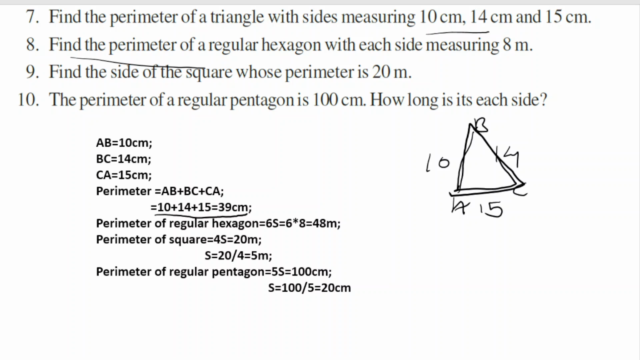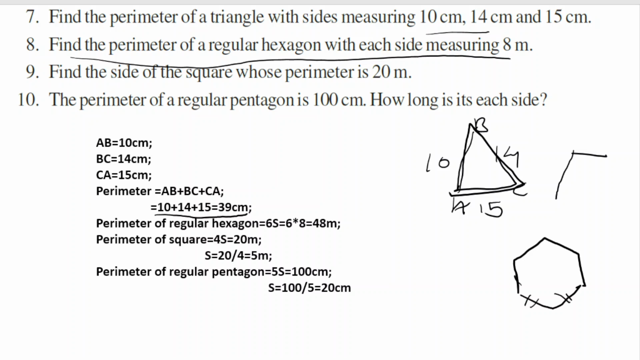And find the perimeter of a regular hexagon with each side measuring 8 centimeters. Suppose this is a hexagon. You know that a regular hexagon has 6 sides. All the 6 sides are equal and each side here is given as 8 centimeters. The perimeter of the regular hexagon is nothing but 6s. So here 6s is nothing but 6 into 8, that is nothing but 48 meters. The perimeter is nothing but 48 meters.